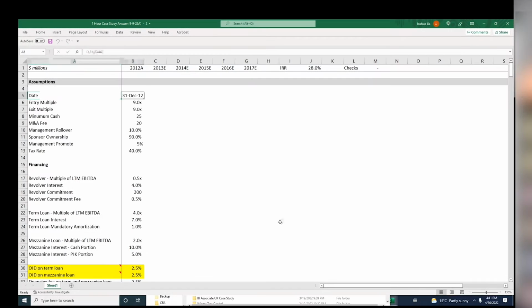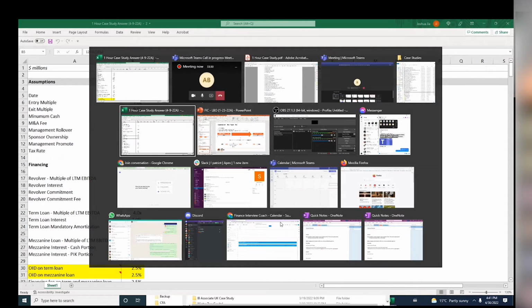So let's take a look here. First of all, I like to put everything in one sheet. Now, in actual private equity, you may not do that. Just to give you an example of what an actual model might look like, here's one I did in my previous role.